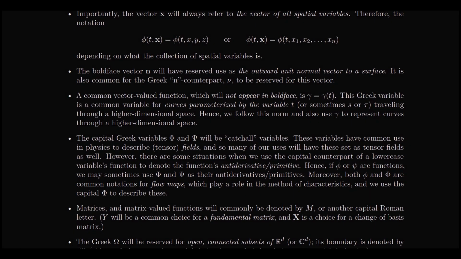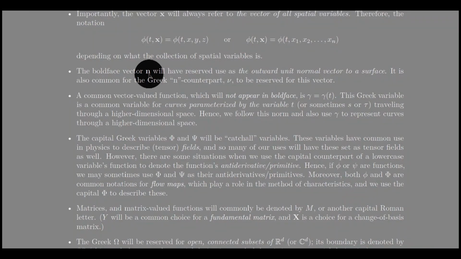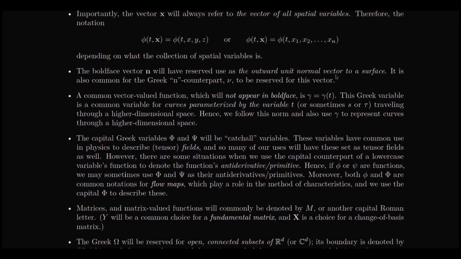We have a boldface n here. Boldface n I'm going to try to reserve for one specific vector. This is going to be the outward unit normal vector. It's not going to take us long. It's in the second section of the book that we're going to encounter this object. But n is the letter n for normal, and it's boldface because it's a vector.